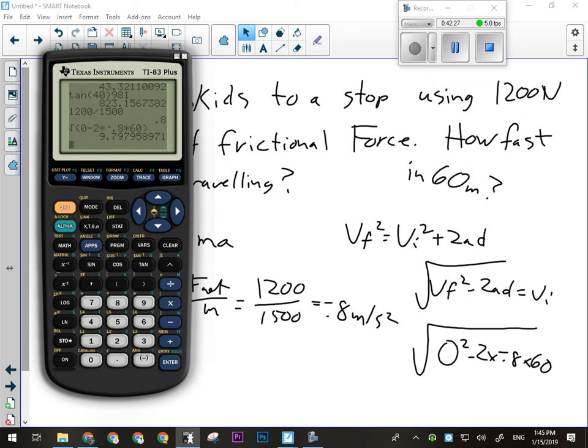All right, so the car was moving at 9.8 meters per second before it slammed on the brakes. That's what happens when you pick numbers out of your head. It doesn't really make sense, but that's the number. Okay, that would be a question that would involve something from Unit 1 and something from Unit 2.